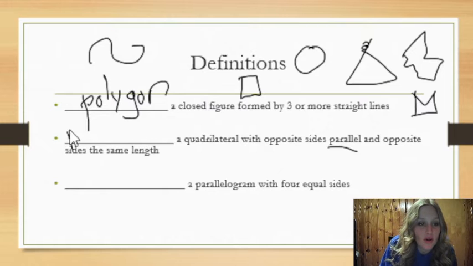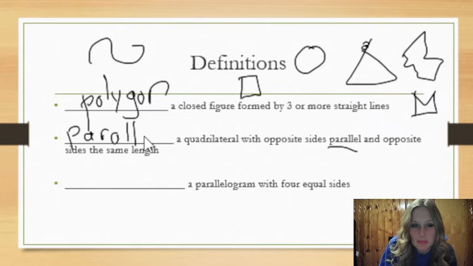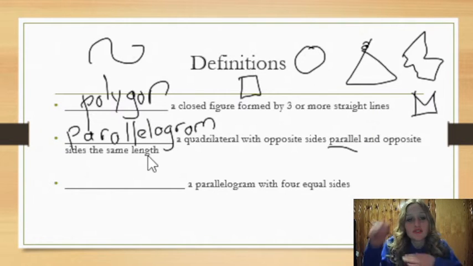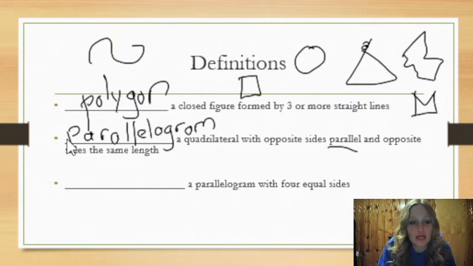So this is called a parallelogram. I always spell this wrong. I've never been good at spelling, so I teach math. A parallelogram, like I said, has two sets of parallel lines and opposite sides the same length. I'll explain what that means more in a minute with pictures.